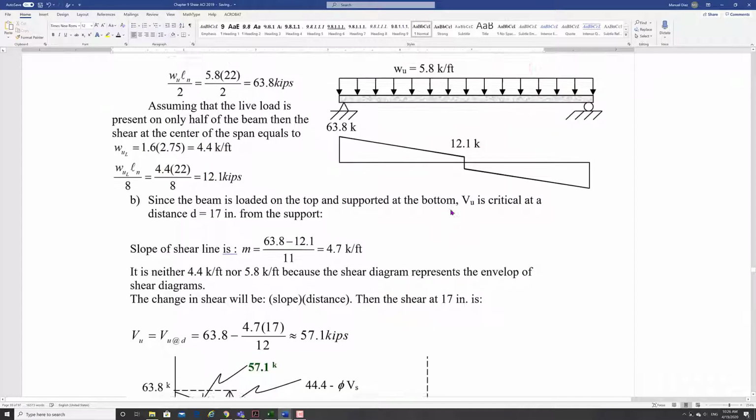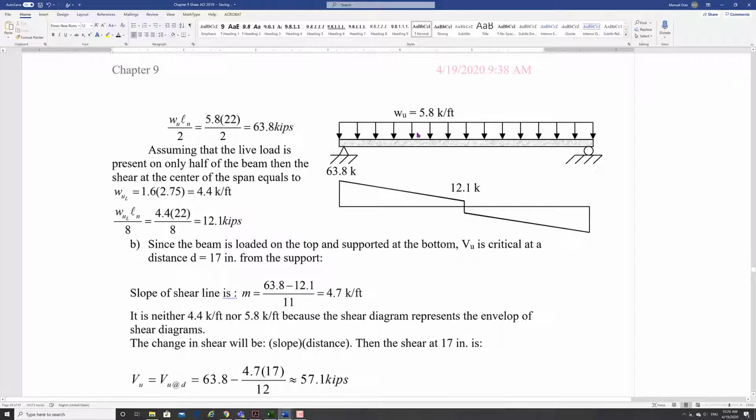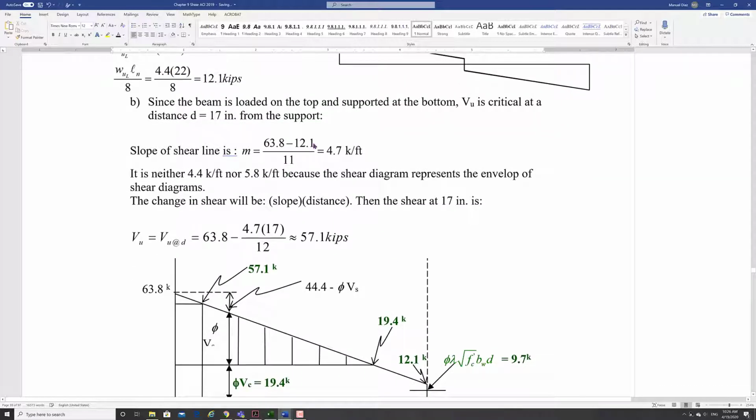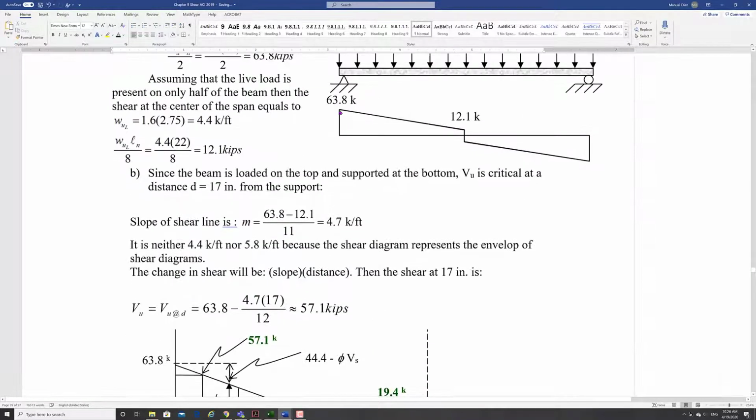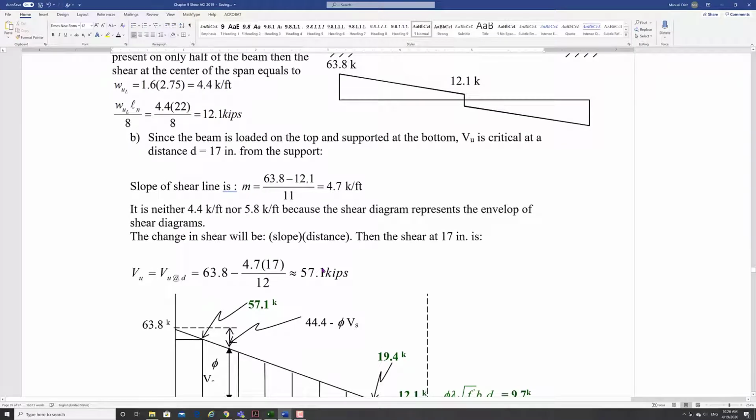Notice that my load was not the 4.4, not the 5.8, so I'm going to use any one of those, which is 4.7. That's my equivalent load, which is simply the slope of the line. So now we're back to geometry here. You're finding your slope, and then I want to move down the slope and find the value at the distance D. That's all we're doing. This is now my value at the distance D. After that, the process is the same.